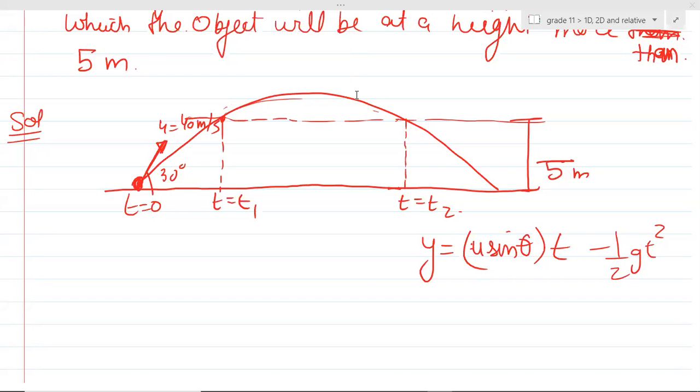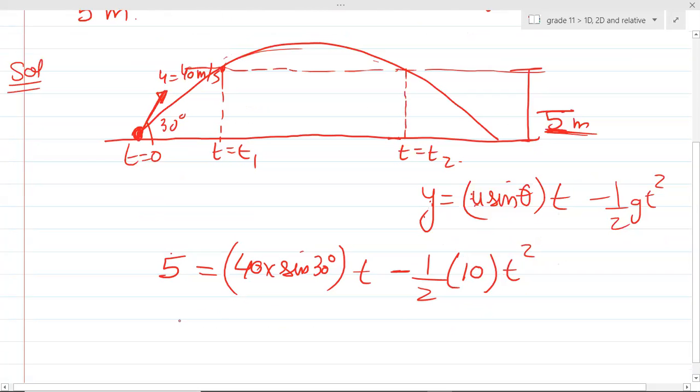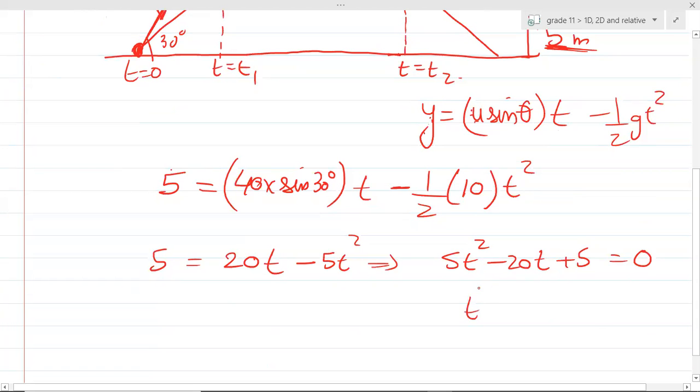Anyways, so y equals u sine theta t minus half g t square. Basically, if I take y as 5, I'll get a quadratic equation, which will give me two different times when y is 5 meters. So I put y as 5 and every other parameter as it is. 40 into sine 30 into t minus half into g, which was 10, into t square. This gives 5 equals 20t minus 5t square, and from here I get 5t square minus 20t plus 5 equals 0. So you can write it as t minus 4t.